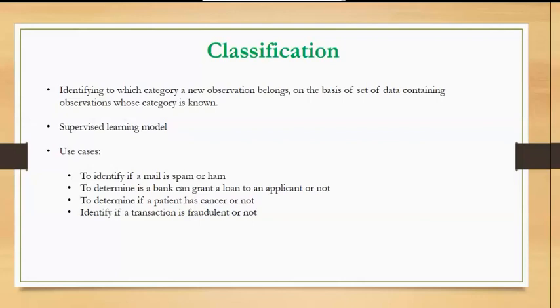So you have a large number of mails which you already know which are spam and which are ham. Ham meaning the regular mails, the not spam ones. Based on this, you build a model that classifies new mails into spam or ham. This is the same technology that you see in your Gmail, where certain mails are automatically sent into the spam folder. You can identify if a transaction is fraudulent or not based on certain transaction patterns.